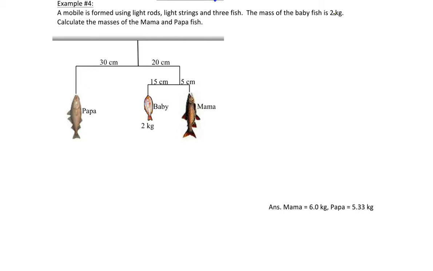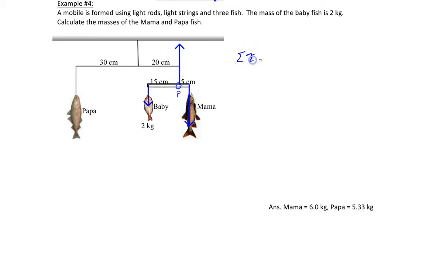So, the first thing I would do is draw a free body diagram. So we'll start off with this beam right here, this light beam here, where baby and mama are attached. So we have the force of gravity of baby fish, and then we have the force of gravity of mama fish. And then we have an upward force of tension pulling upwards here. To find the weight of mama fish, we're going to find the torques about this pivot point. I'm just going to label that as point P.